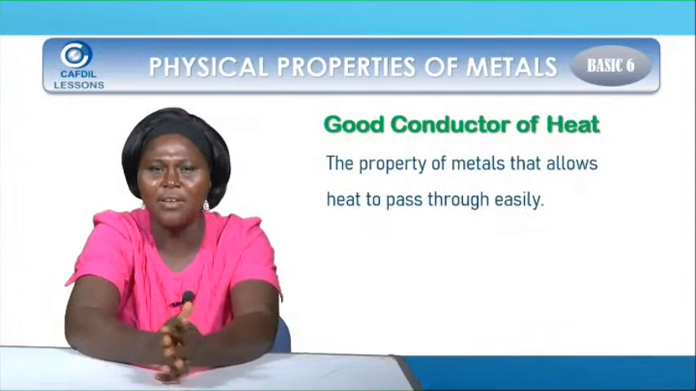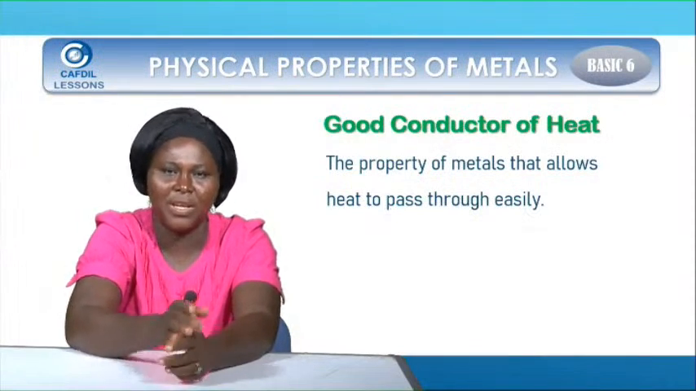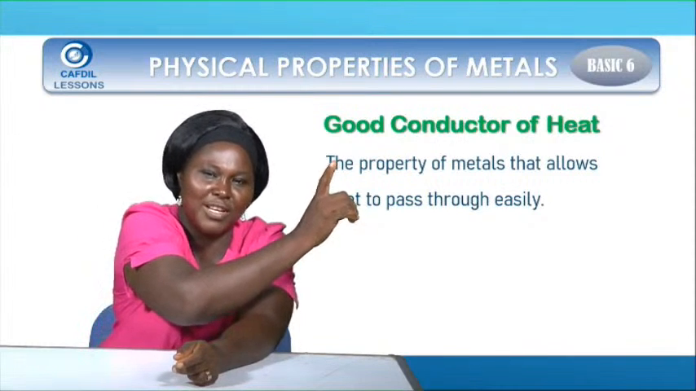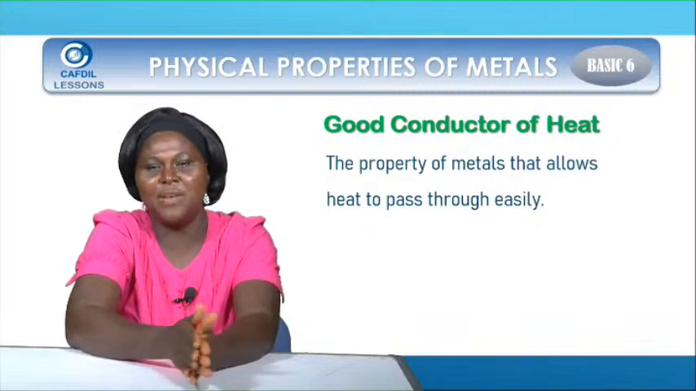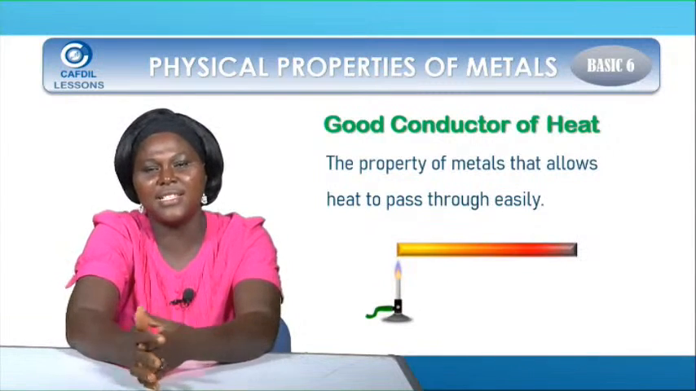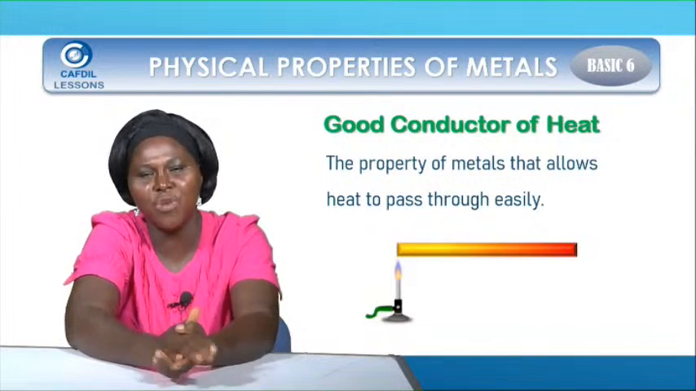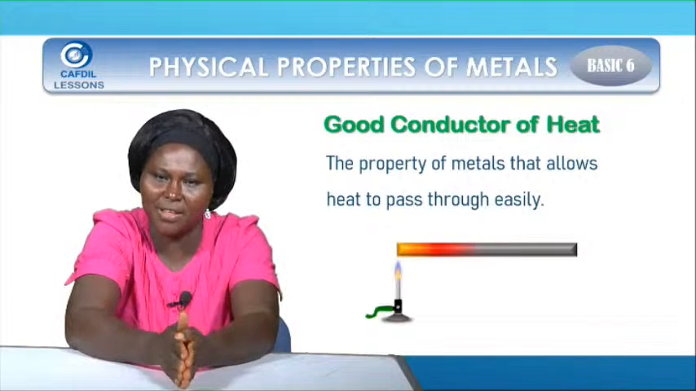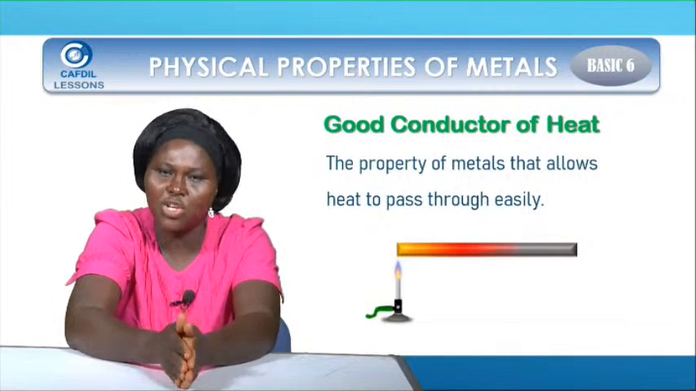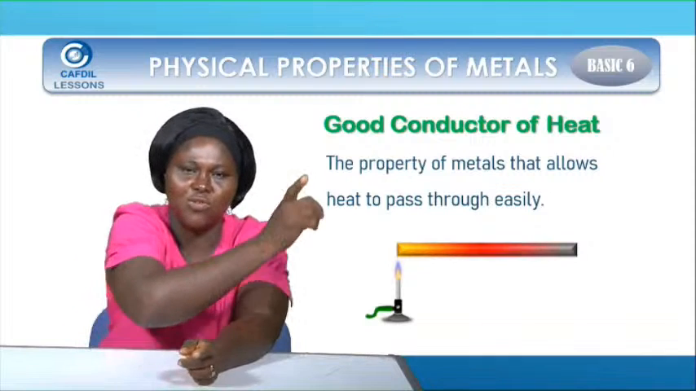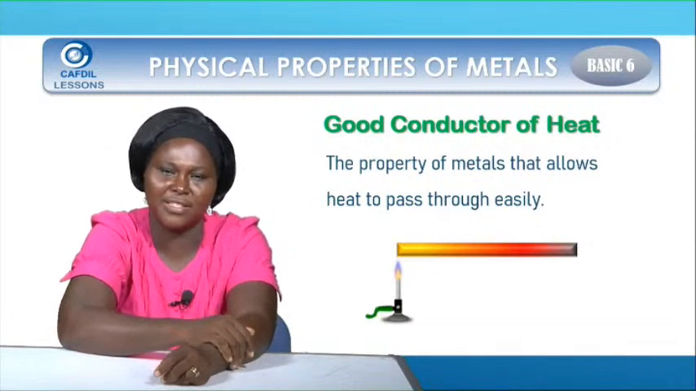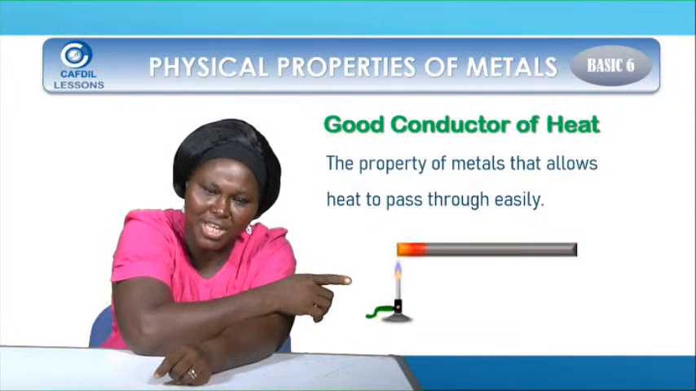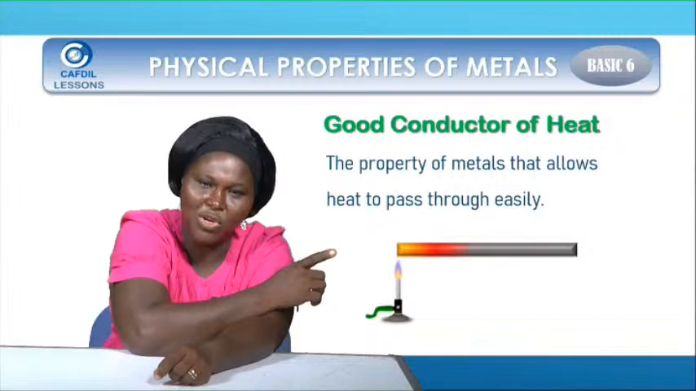Let's look at another property of metal. Now we have good conductor of heat. The property of metals that allows heat to pass through easily is good conductor of heat. So let's look at this picture on our screen. Now what do we see?